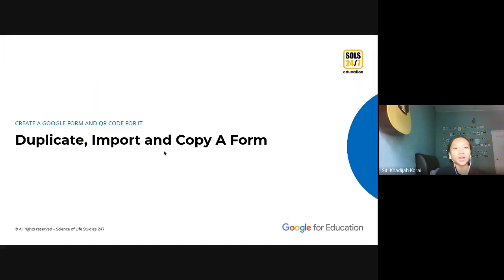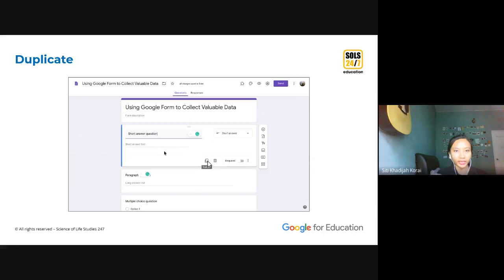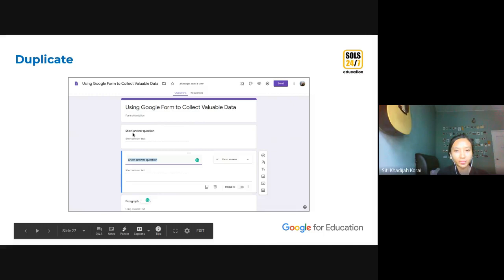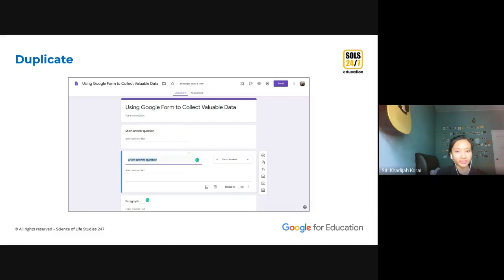Okay, so this one: how can you duplicate, import and copy a form? Duplicate means that you are duplicating a question. To duplicate, you just click on this button. This is the question that I want to duplicate, a short answer question. Click here, duplicate. The icon is beside the bin to delete. Once you click duplicate, this question will be duplicated. So if you notice now, short answer question, short answer question. It means that this question is already duplicated.